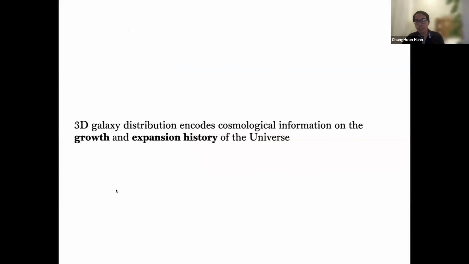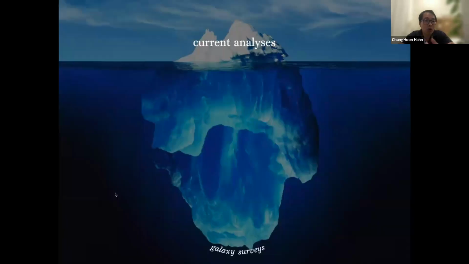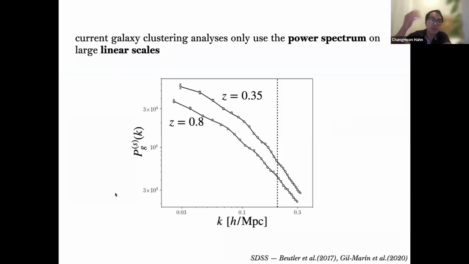So hopefully this is a very, very brief crash course into how we can extract information on both the growth and expansion history of the universe from the 3D galaxy distribution, and the current standard analyses that we use for these analyses. However, the current analyses only exploit a small fraction of the actual total cosmological information in galaxy surveys. And that's because they primarily focus on using the power spectrum and also on large linear scales.